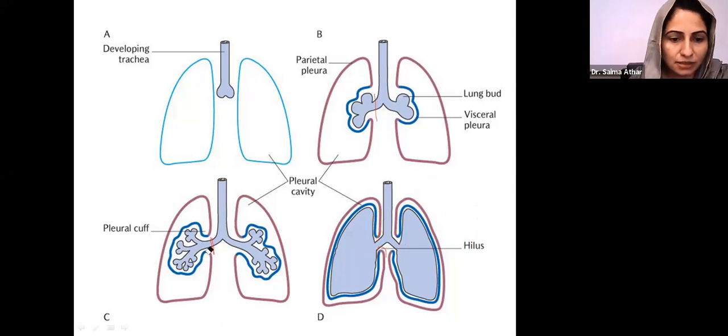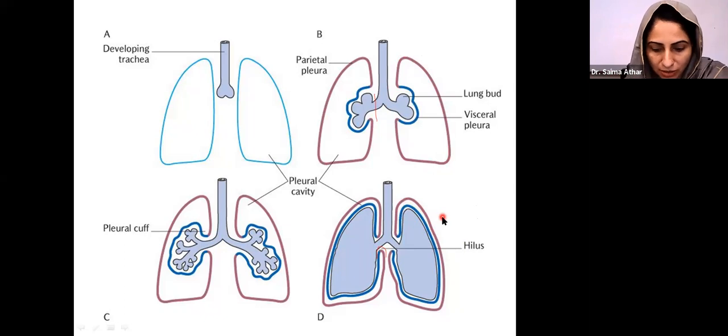So coming back, this is how the pleural cavities have formed. It's so simple: the lung buds are growing inside the coelomic cavity, and they are converting the coelomic cavity into two layers. One layer, in intimate contact with the lungs, is known as the visceral pleura, derived from the splanchnic mesoderm. The outer one is related to the chest wall or thoracic wall, and that is known as the parietal pleura. The space between these two is called the pleural cavity.